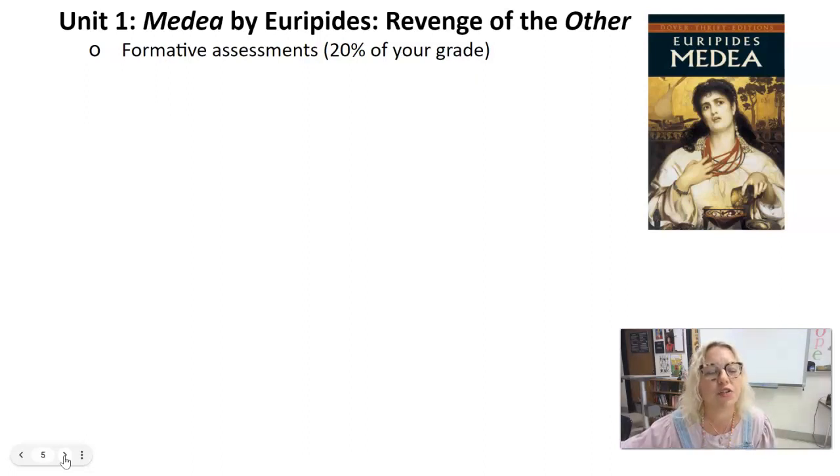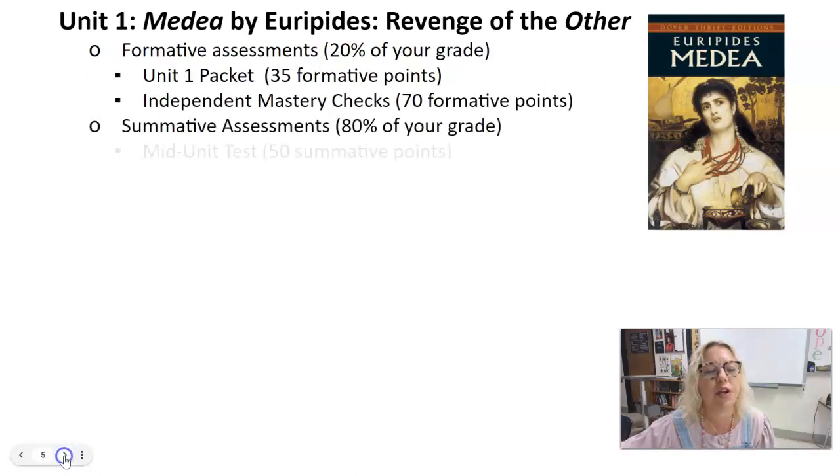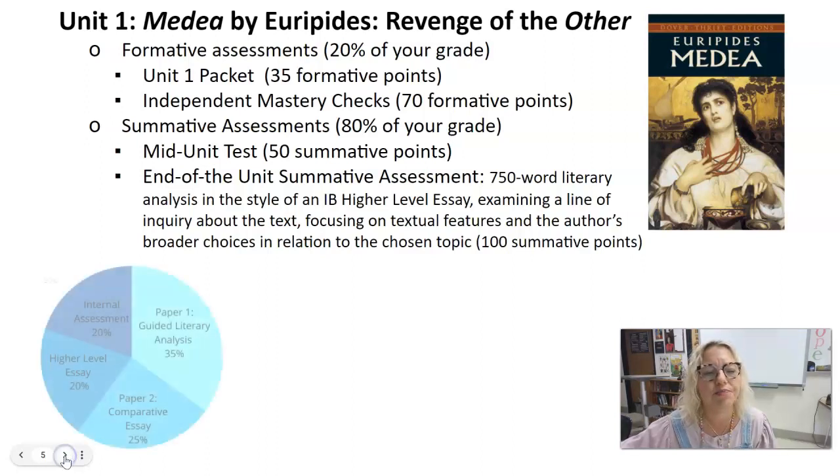Formative assessments are going to be 20% of your grade, and they will include the unit packet and mastery checks. And then summative assessment is 80% of your grade. There's two summative assessments this time around. There's a mid-unit test of 50 summative points and an end-of-the-unit summative assessment as well, which is a sort of proto higher level essay of about 750 words.